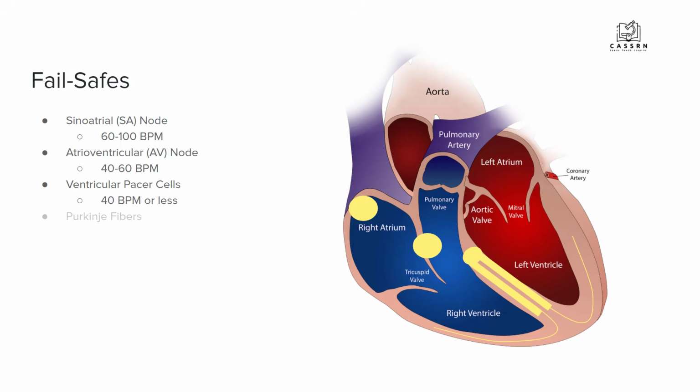And then we come down to the Purkinje fibers, and they're just going to do their best, but there's not a lot that they can do there, and they're going to beat at 20 beats per minute or less. So the body has this awesome built-in fail-safe to protect it just in case one of these systems fails.